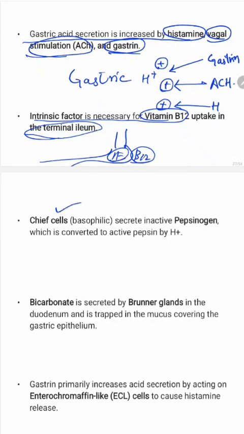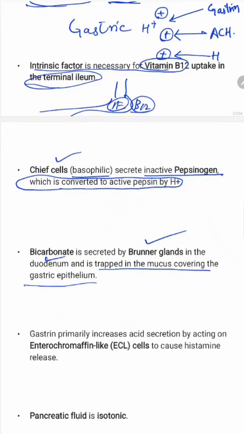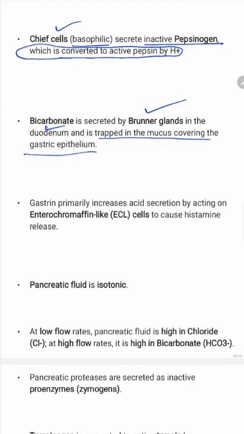Now, chief cells, so these are basophilic, while the parietal cells are eosinophilic. They secrete inactive pepsinogen. Okay, then it is converted to active pepsin by acid. Okay, and then this pepsin works on the protein breakdown and all these. Now, bicarbonate, so it is secreted by Brunner's gland in the duodenum and is trapped in the mucus covering the gastric epithelium.